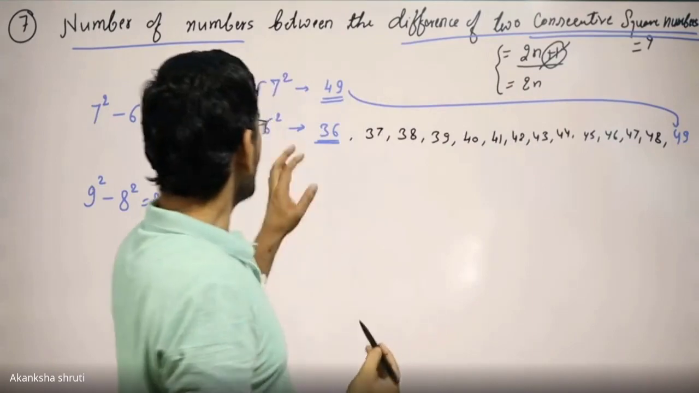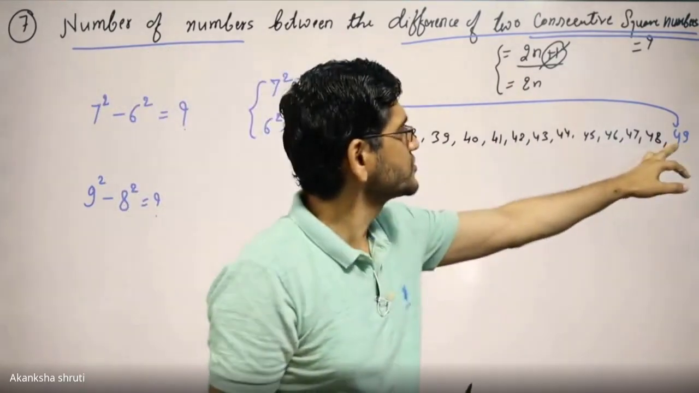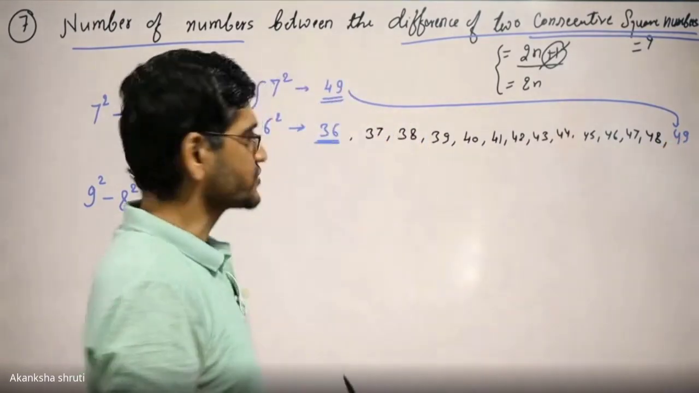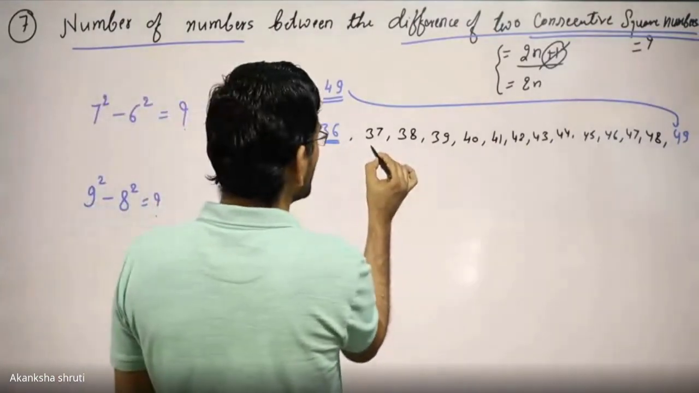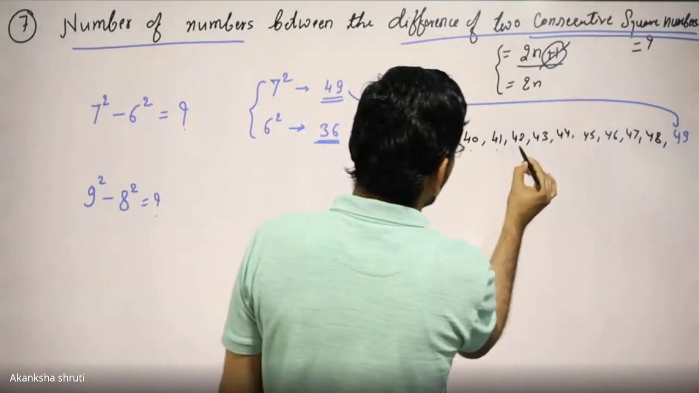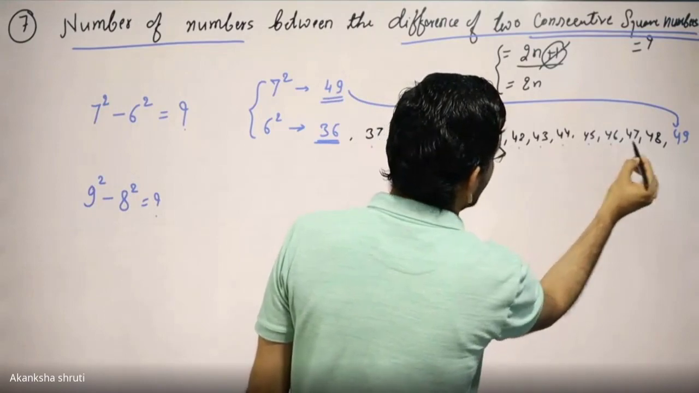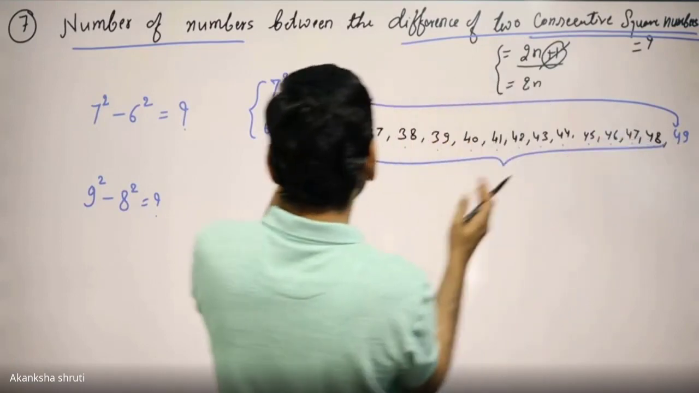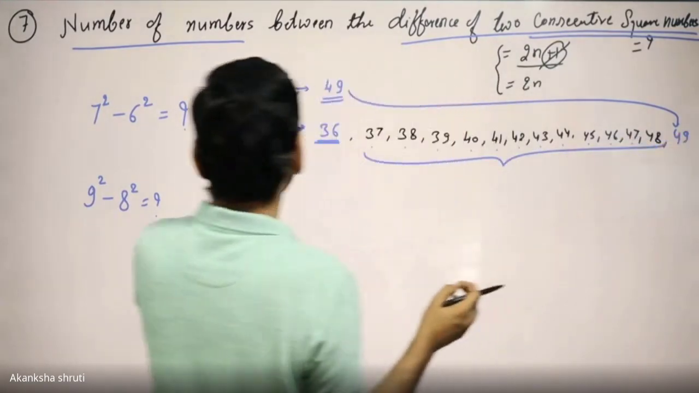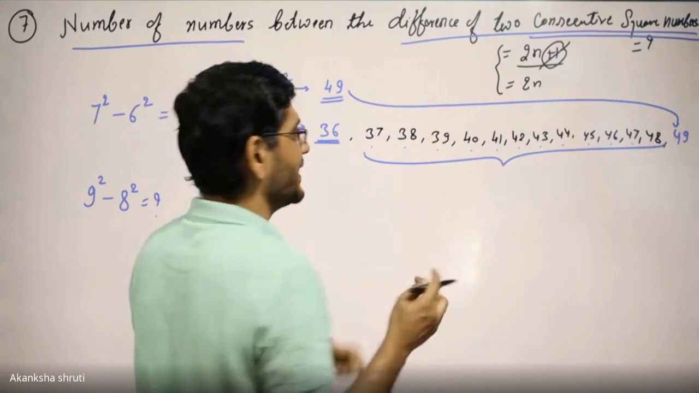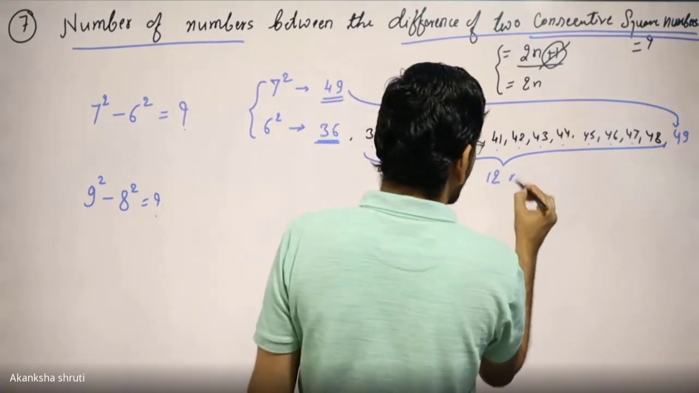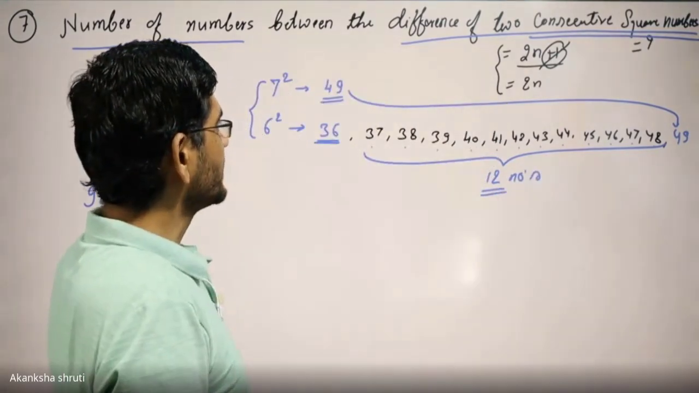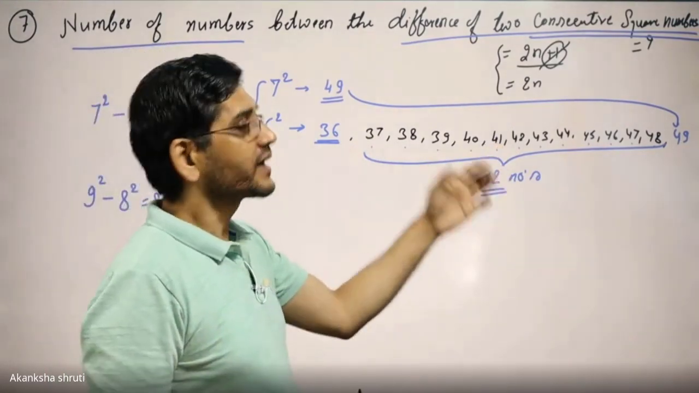Okay, students. We want to get the natural numbers between 36 and 49. How many numbers are there? 1, 2, 3, 4, 5, 6, 7, 8, 9, 10, 11, 12. Between means these two, 36 and 49, that is 6 square and 7 square, have to be left out. There are 12 numbers.